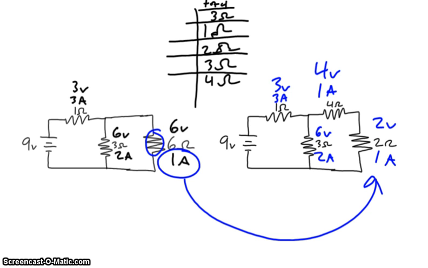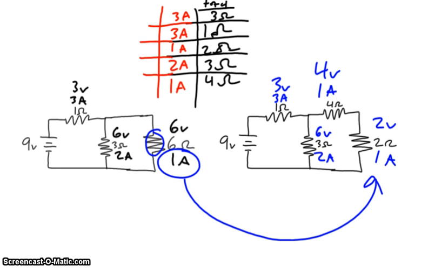So the 4 ohm had 1 amp running through it. The 3 ohm had 2 amps running through it. The 2 ohm had 1 amp running through it. The 1 ohm had 3 amps running through it. And we had 3 amps in total.